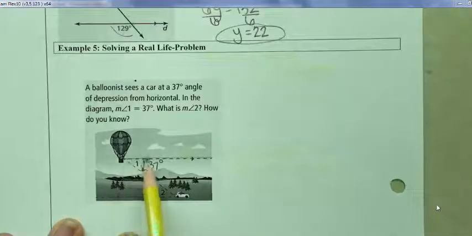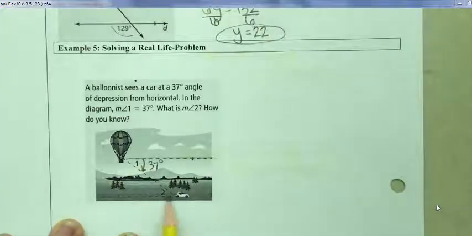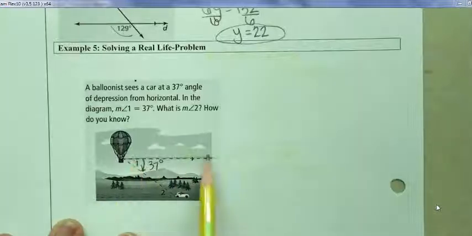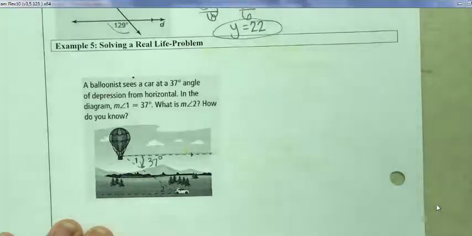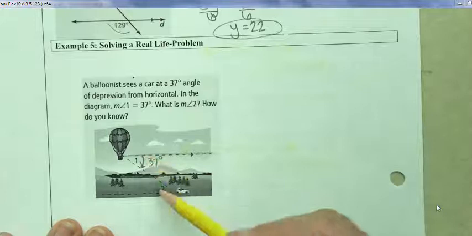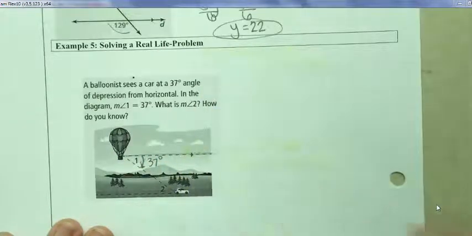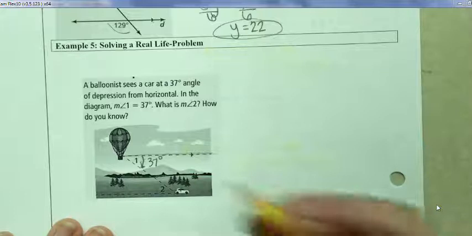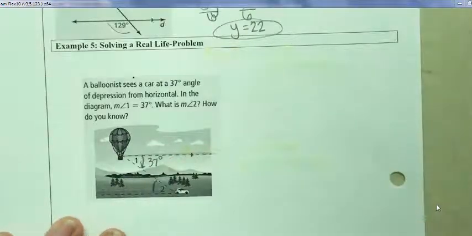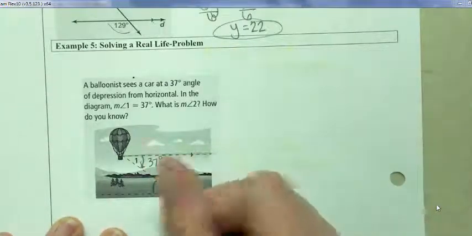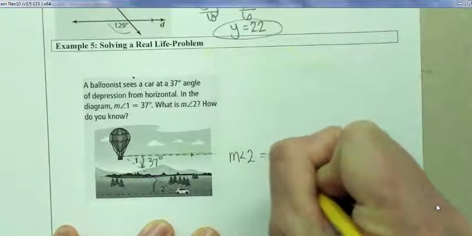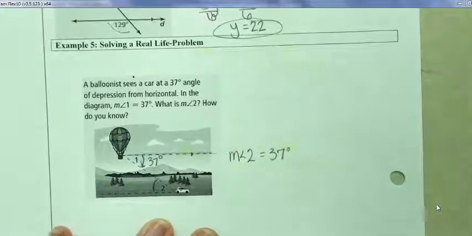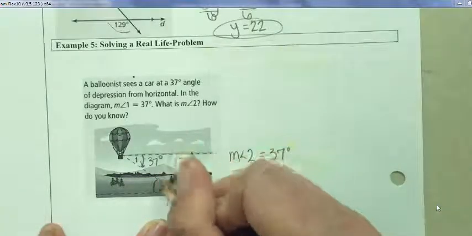Well, notice this is a horizontal line, and so is this. All horizontal lines are parallel. So you can think of this line of sight from the balloon down to the car as the transversal, making these two angles here. What kind of special pair? That's right, they're alternate interior angles. Okay, so we know that they are congruent. So the measure of angle 2 is also going to be 37 degrees. And we know this because these are alternate interior angles.